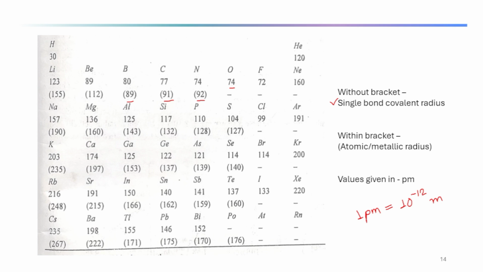Our hair is in the order of micrometer, 10 to the power minus 6 meter. Now if you divide this by 10 to the power 6 again, that will be a picometer. Then you can understand how tiny that value is, how much smaller the radius of an atom is.